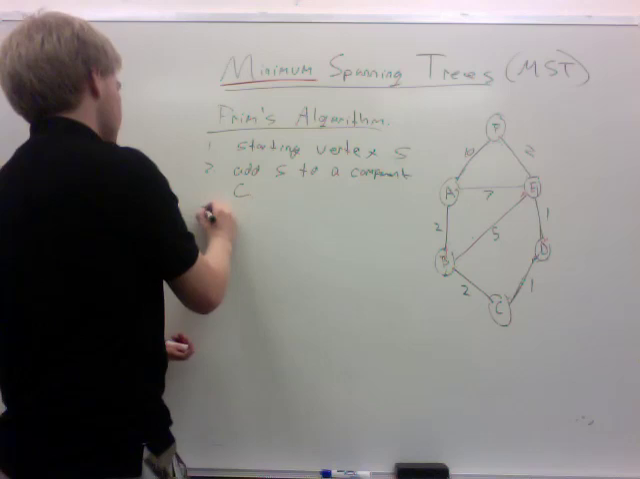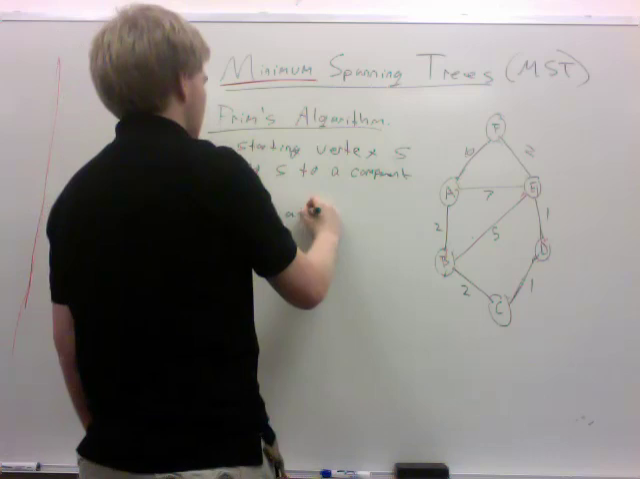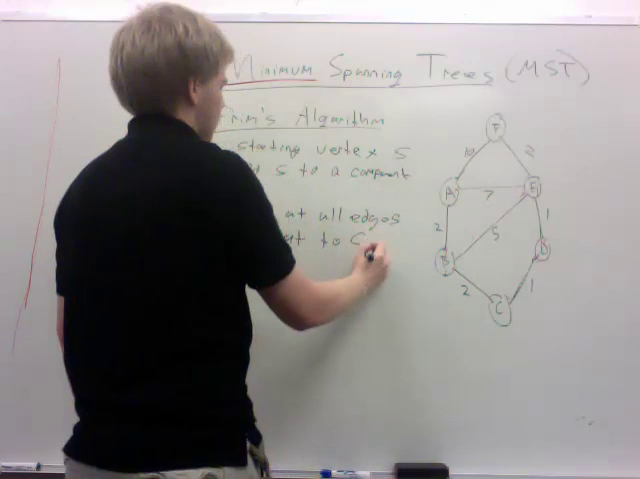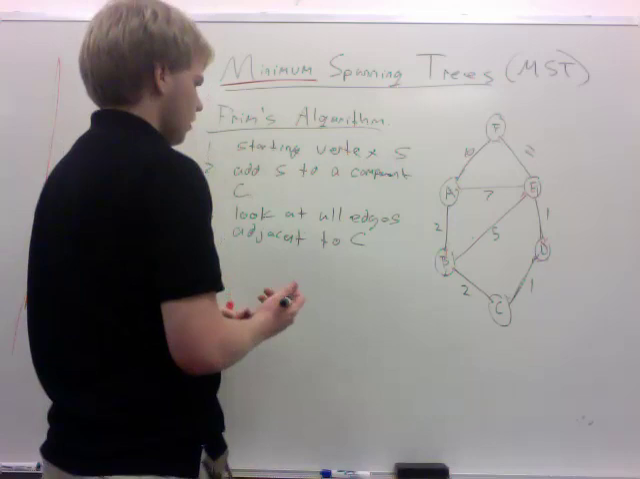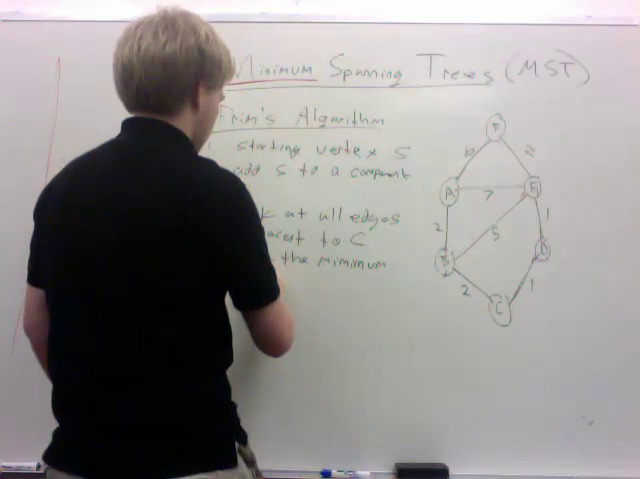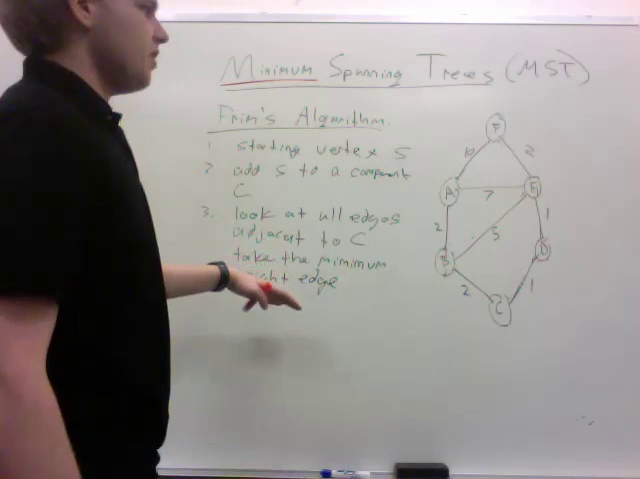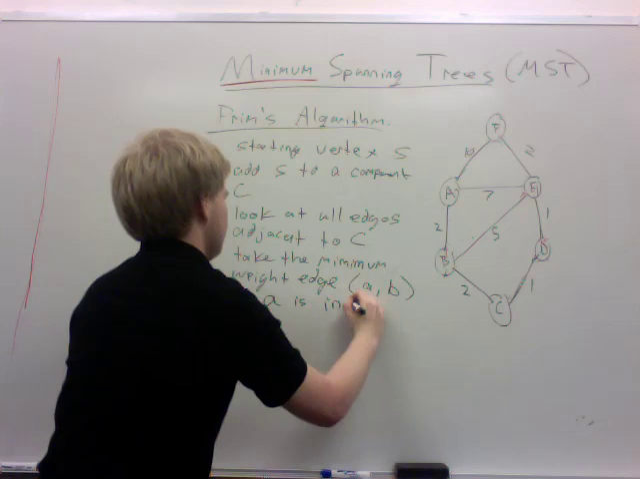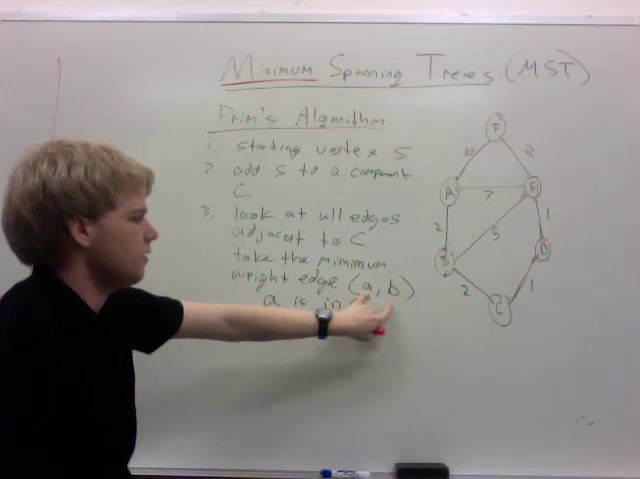So look at all edges adjacent to C. We're going to look at all the edges adjacent to our component, and take the minimum weight edge. So let's say that this edge connects vertices A and B, and A is the vertex that's in C, because it has to be adjacent to C, so one of these two vertices has to be in our component.